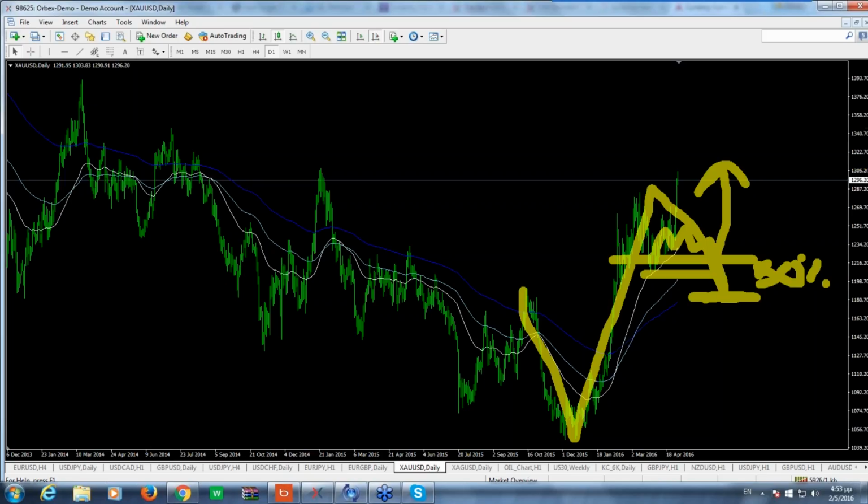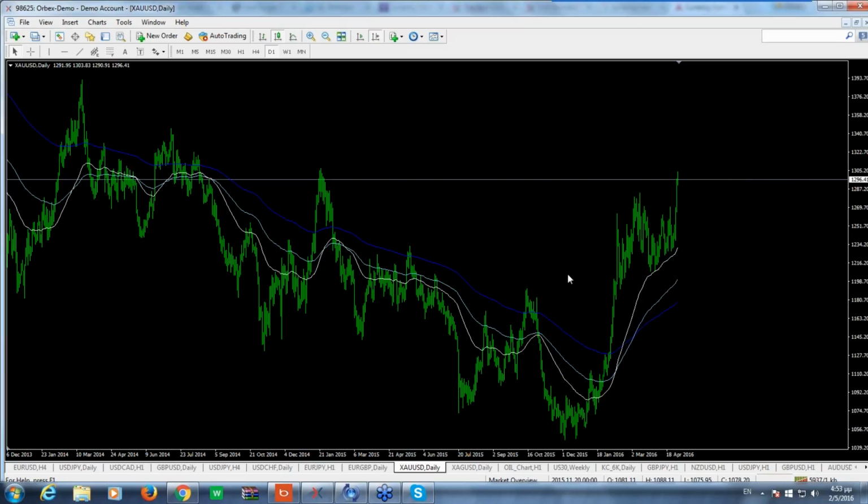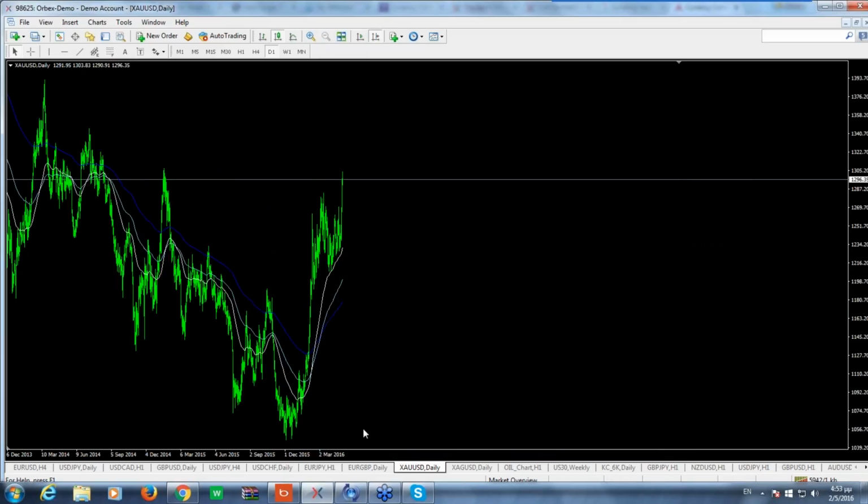Let's look at it from a clock angle perspective as well. As you can see, we zoom out a little bit. You could see the clock angle here is very steep, very steep, and that is close to a 12 o'clock sort of pattern. That is on a daily chart for gold.